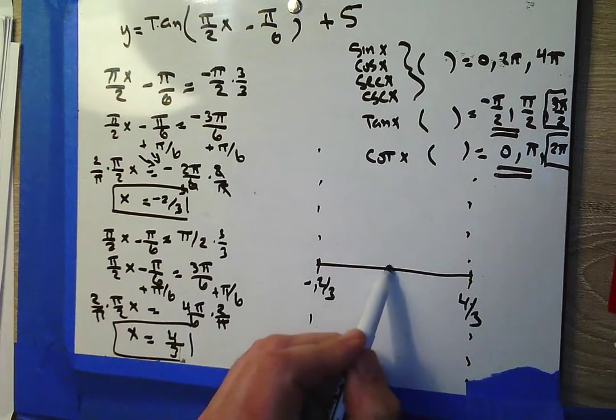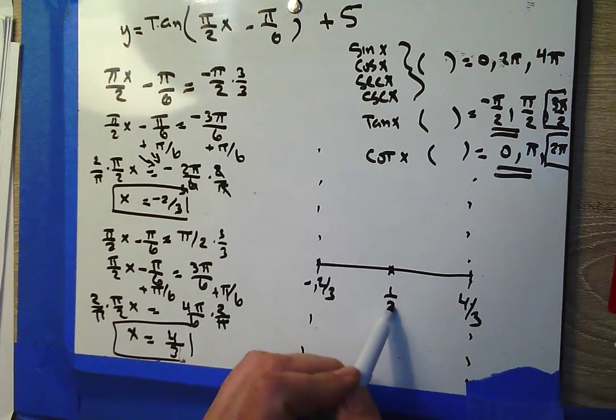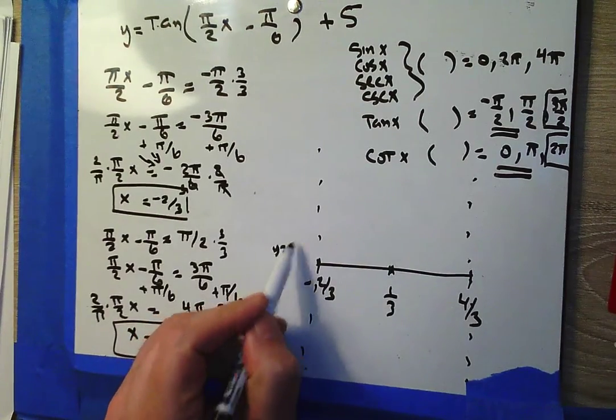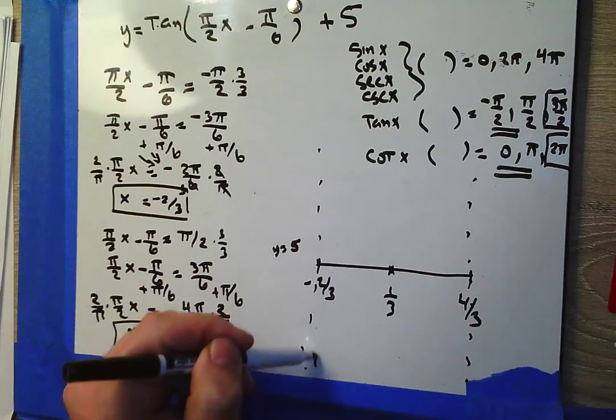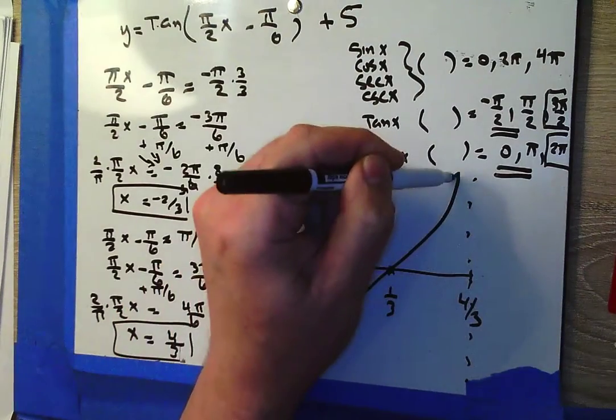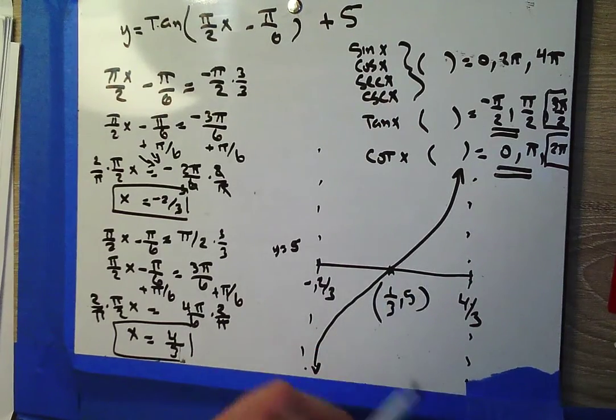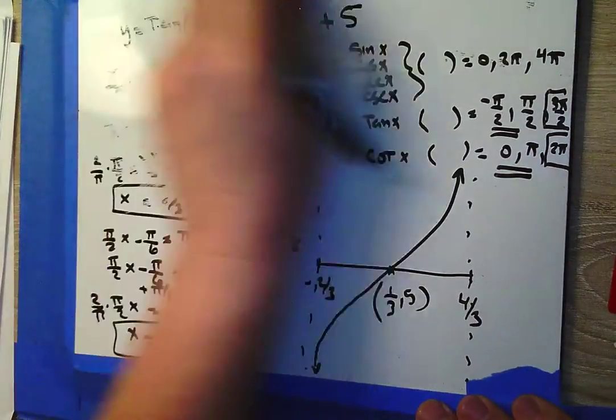And now I need halfway in between. I need 1/3 as the location of my 0 point. And we still know that this is y equals 5. So my graph bends to the asymptotes and passes through the point 1/3, 5. Okay, that's the problem done properly. Let's move on.